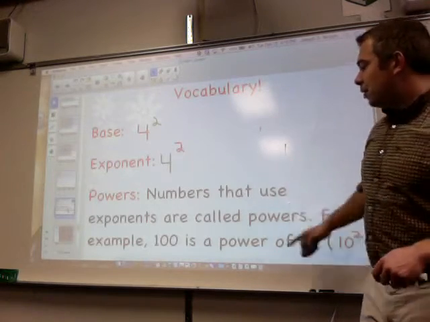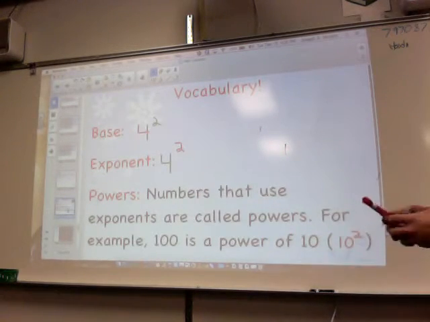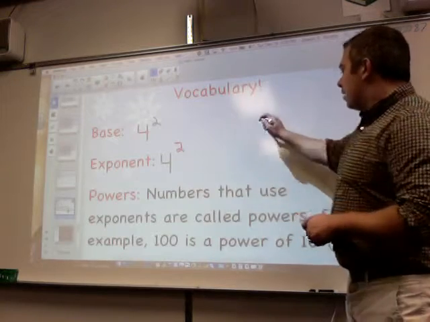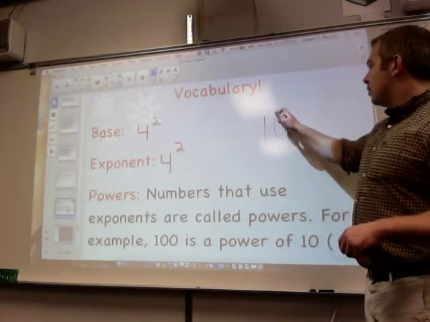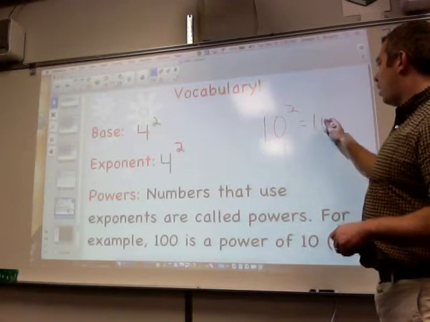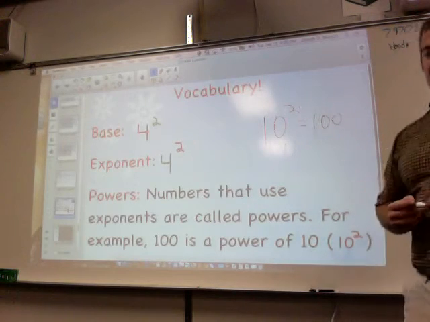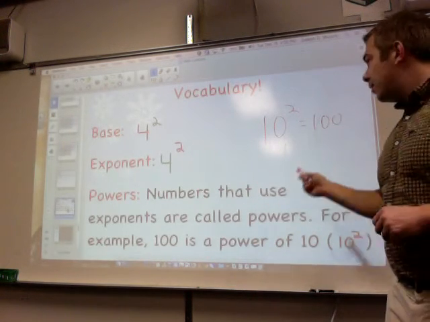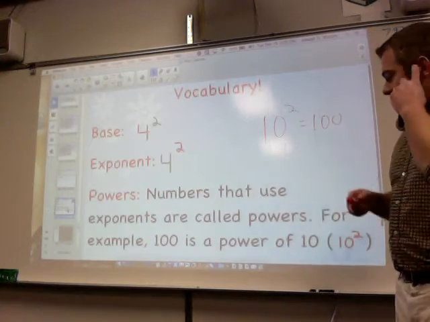For example, 100 is a power of 10. So I wrote it down there, but 10 squared equals 100, because squared just means 10 times 10. So 100 is the power of 10 squared.